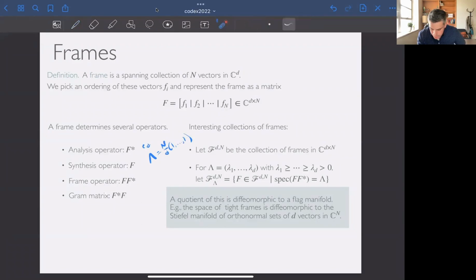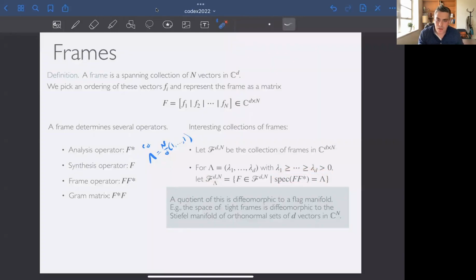I could generalize that and ask, what if I allow arbitrary prescribed spectra? I'll use capital lambda to stand for a spectrum. I'm not sure the ordering matters so much, but I'll order these in decreasing order. Since it's full rank, I'll assume they are all strictly positive. Then I'll write F^(d,n) with a subscript lambda to indicate that I want to specify the spectrum of the frame operator of all the frames in this set.